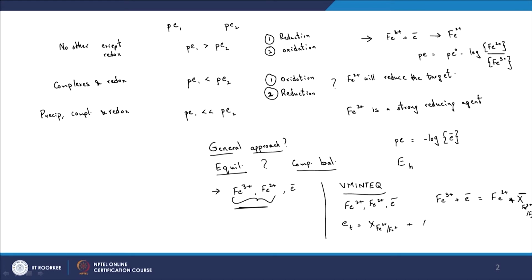And if there are other target compounds, let's say arsenic 5 to arsenic 3 for the relevant half reaction, and so on and so forth. So how will this electron transfer or the total electron balance work now? Let us say the electrons are being donated from this particular half reaction to this particular half reaction. Then this particular term will be positive and this will be negative, and so on.